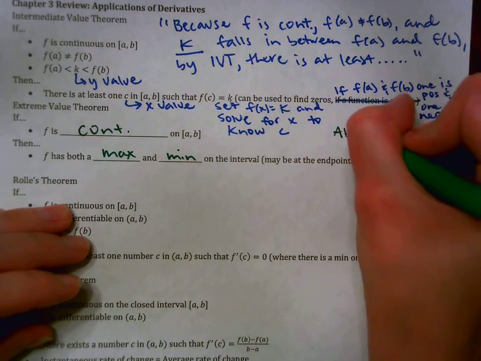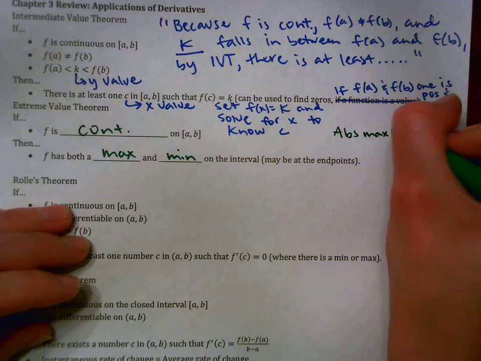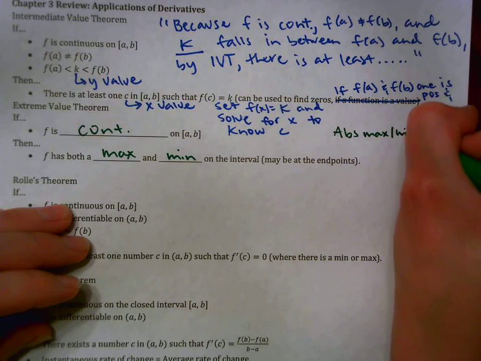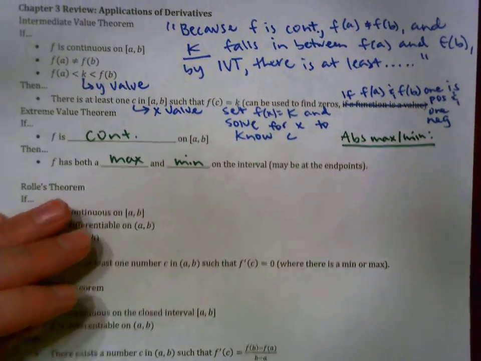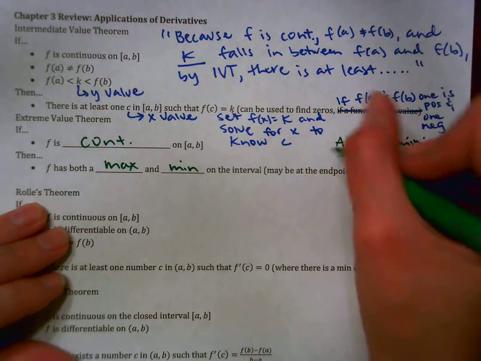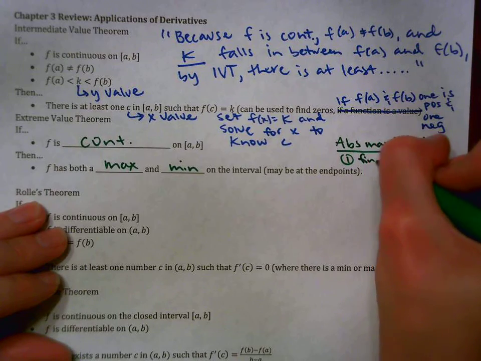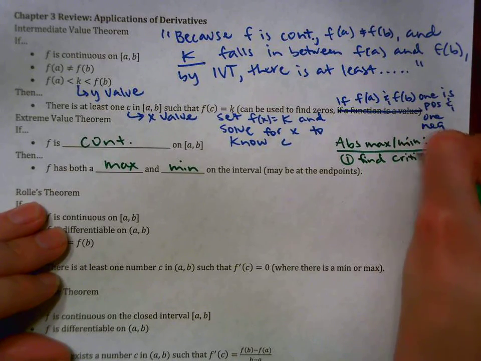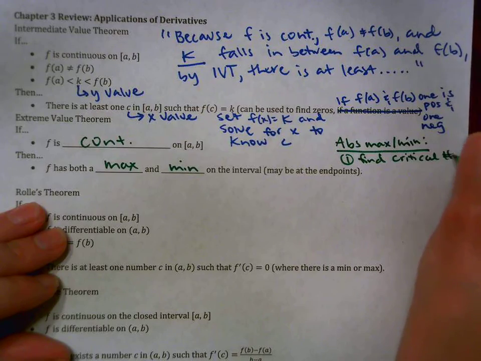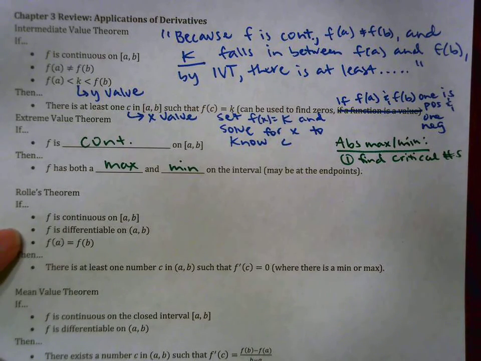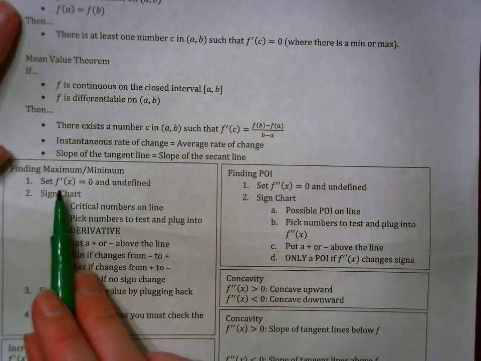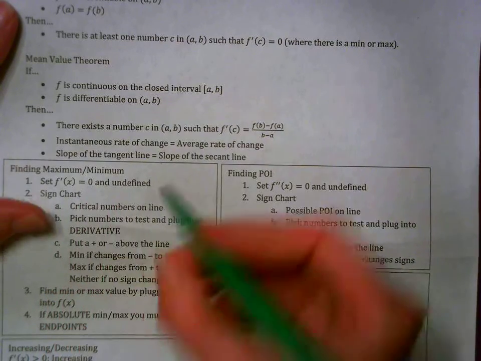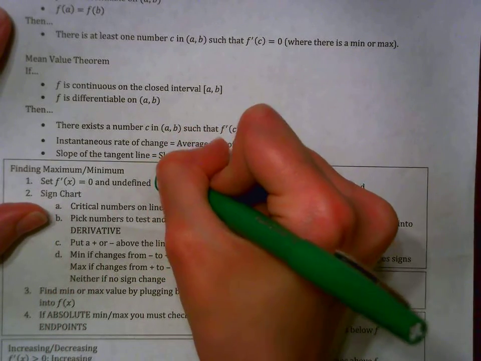So to find an absolute max or min on an interval, remember, you find critical points, find critical numbers, which, what is a critical number? I'm going to put it down here, but it's when f prime equals 0 or undefined. That's your critical numbers.